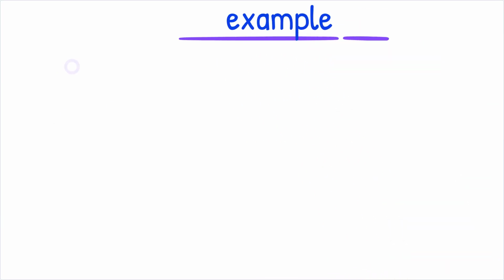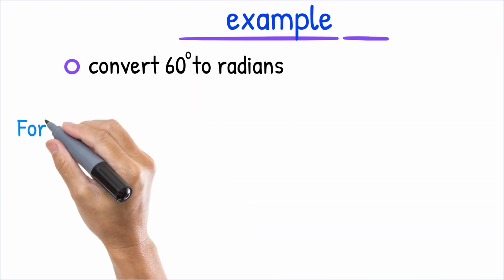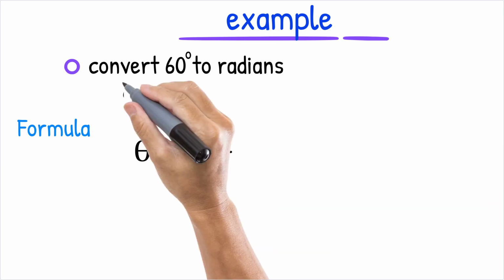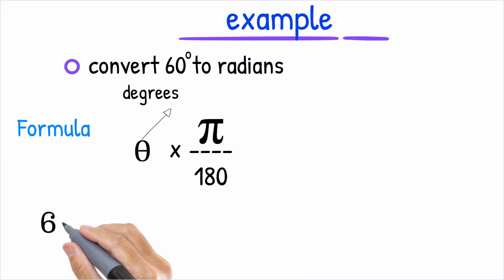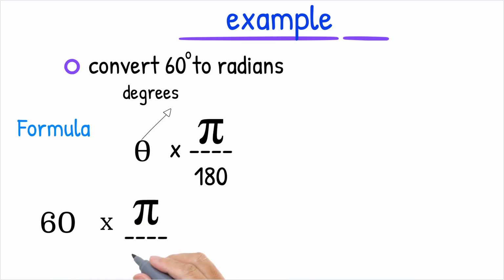For example, let's convert 60 degrees to radians. The formula to convert degrees to radians is theta times pi over 180, where theta is the angle measure in degrees. Here, theta is 60 degrees. So, 60 times pi over 180 degrees.